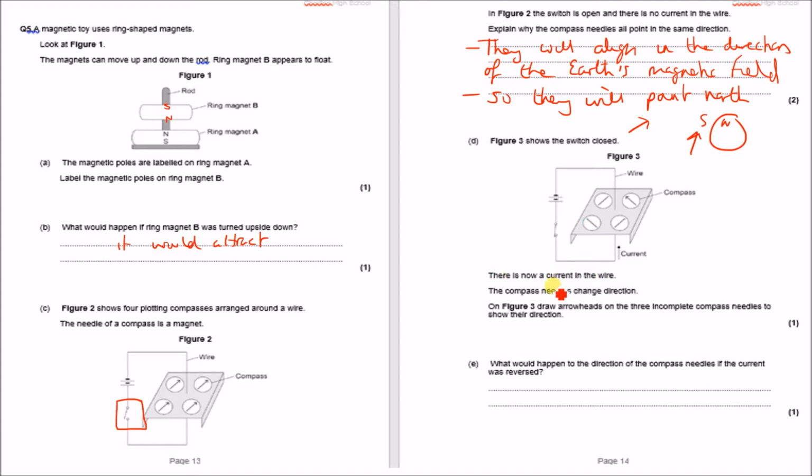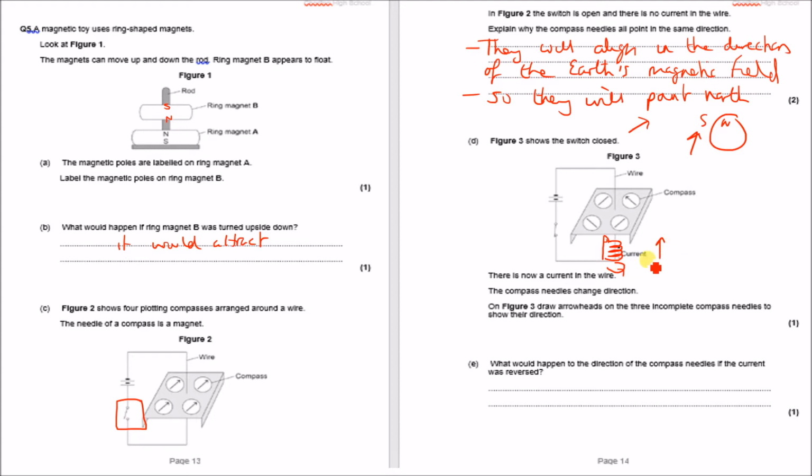Right, there is now a current in the wire. The compass needles change direction. On the figures you draw arrowheads. Now remember, if we gripped our hand around this wire, our right hand, and put our thumb in the direction of the current, which is up there, then we would have the current going this way, and you can see that our hand wraps around this way, so the field is going to go in this direction.